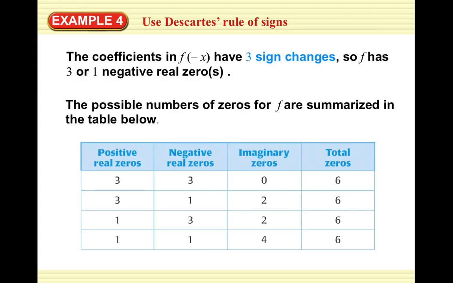So as we're adding up the positive real zeros plus the negative real zeros plus the imaginary zeros, it should equal 6. If I have 3 positive real zeros and 3 negative real zeros, then I would not have any imaginary zeros. If I have 3 positive real zeros and only 1 negative real zero, then that leaves room for 2 imaginary zeros. 1 positive real zero and 3 negative real zeros leaves room for 2 imaginary zeros. And lastly, if I only have 1 positive real and 1 negative real, that means I have 4 imaginary zeros. So this is just setting up the table of possibilities.